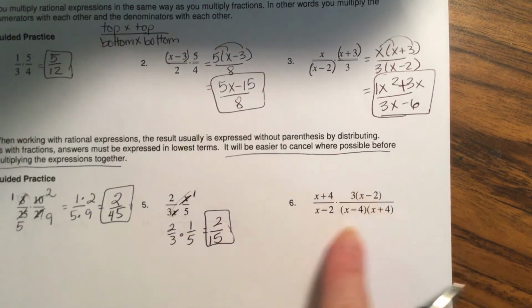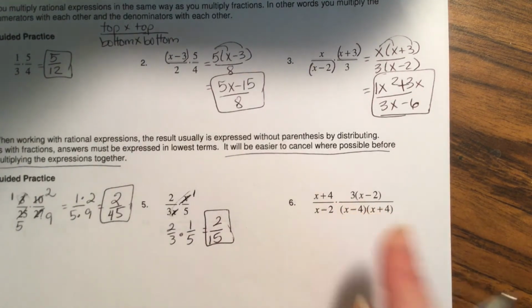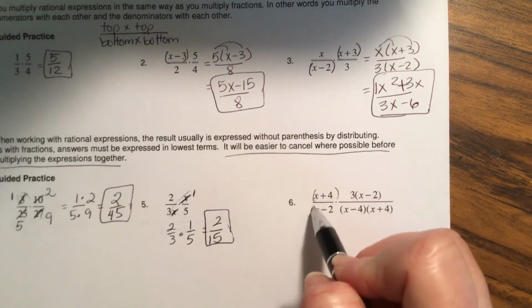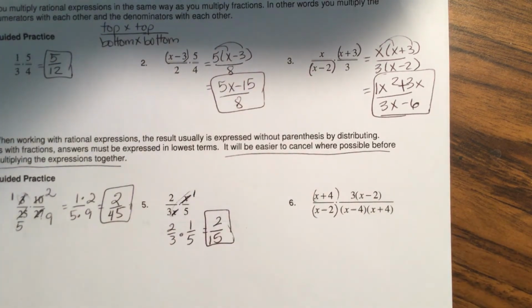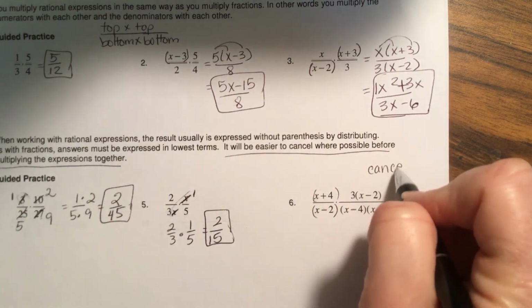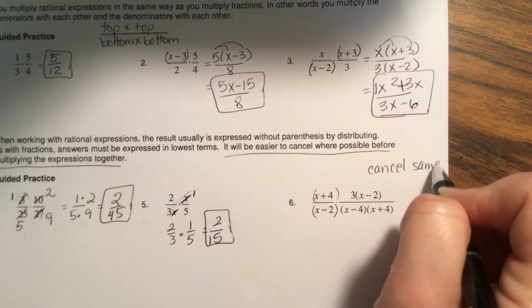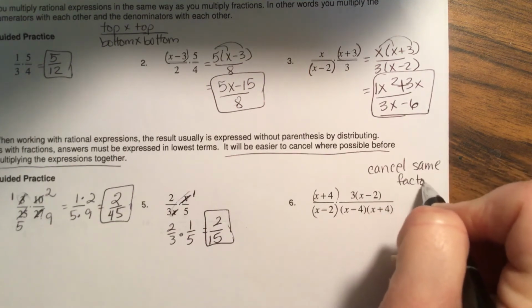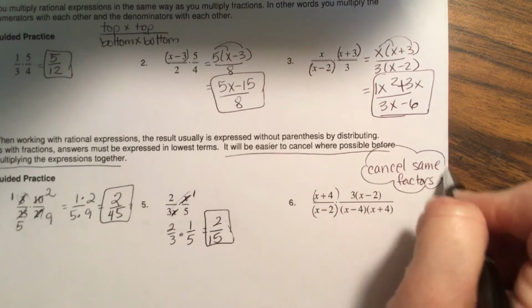If it's already factored for you, this makes it really easy. Like I said on the top, put parentheses around anything that's connected with addition and subtraction. And then if it looks the same on the top and bottom, you're going to cancel the same factors, the whole thing, not part of a factor.